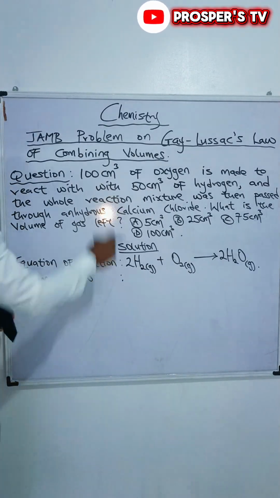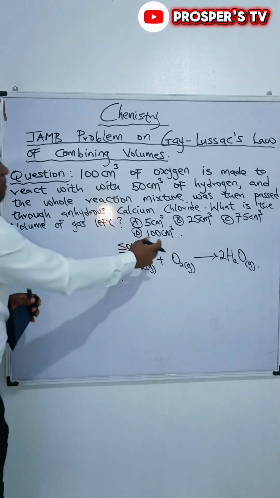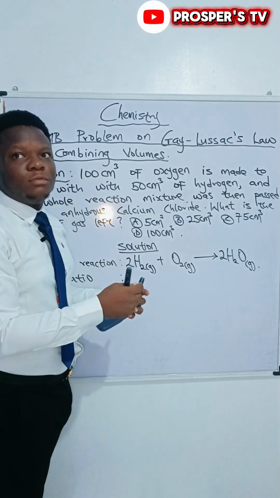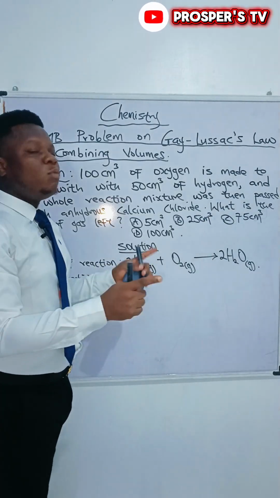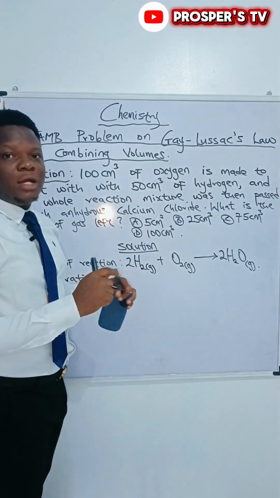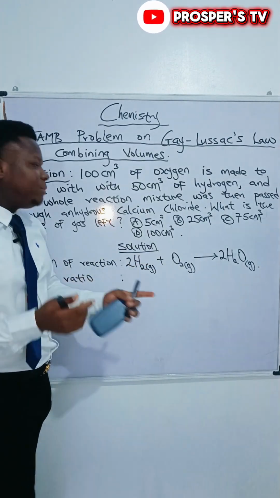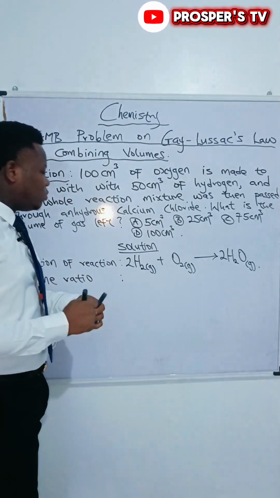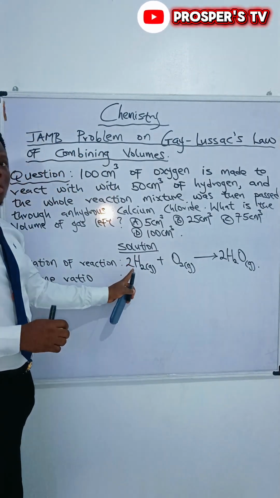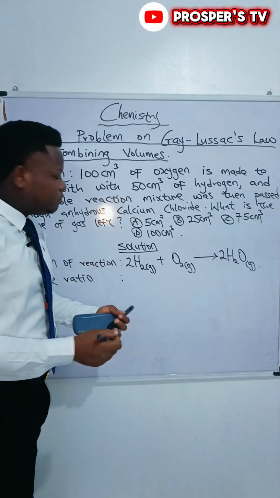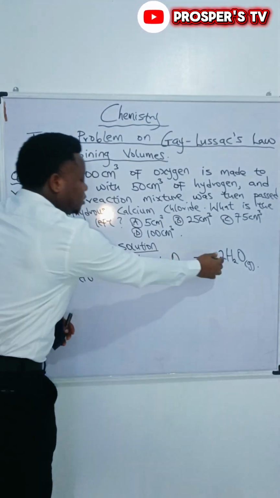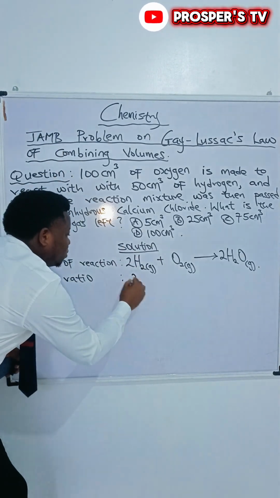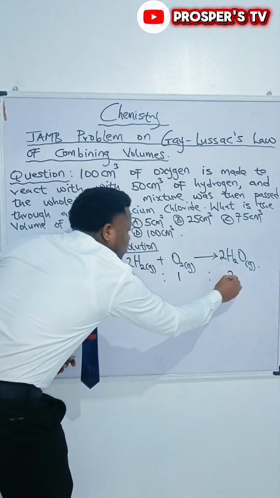What is volume ratio? According to Gay-Lussac's law, when gases combine, they do so in volumes which bear simple ratios to one another and to the volume of the product, if the products are gases. In this case, the product is a gas. So what that simply means is that amount, which is mole, is proportional to volume. So this is our mole ratio, 2 to 1 to 2. It's also our volume ratio.